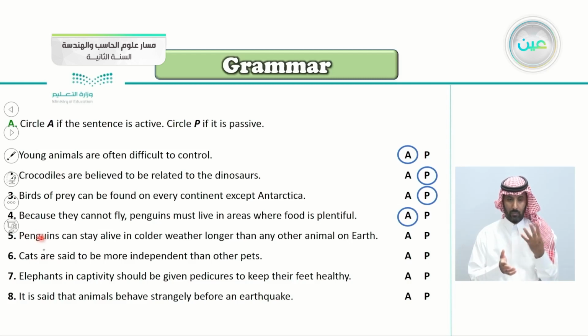Number five, penguins can stay alive in colder weather longer than any other animal on Earth. So this one is also what? Is it active or passive? Is penguins here the subject or the object? So number five is also active because penguins is the subject here.